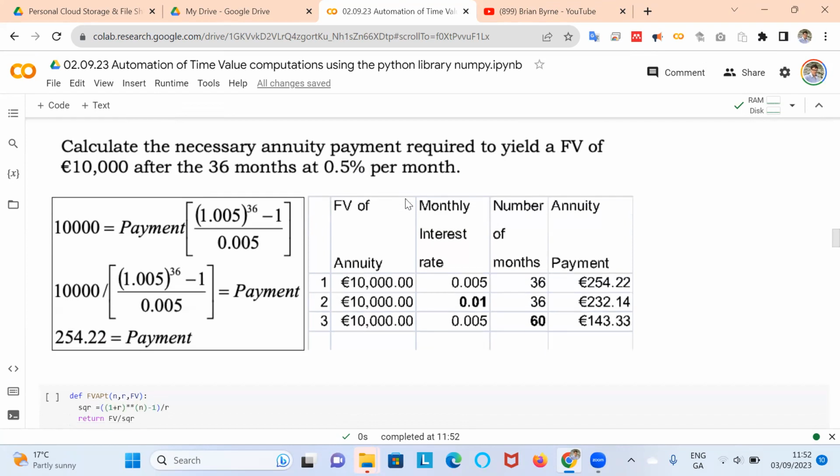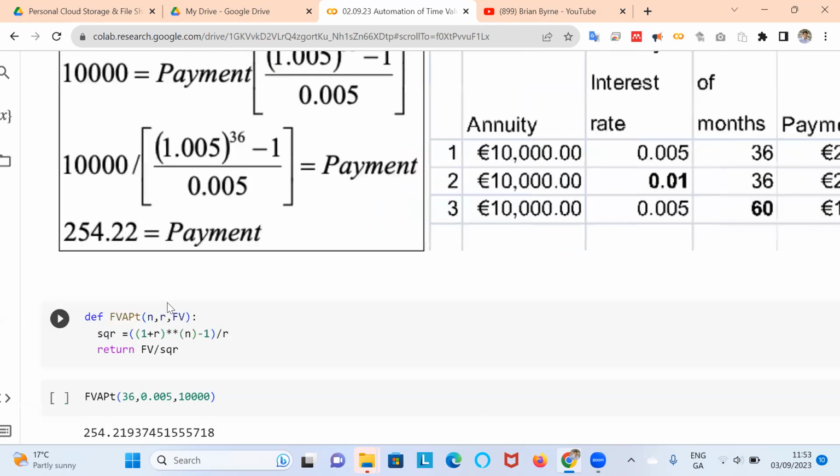0.5% per month. So in this instance, we're looking at the problem in a slightly different way. We're actually trying to figure out how much do I need to contribute per month. So at the end of 36 months, I have a straight 10,000 euros. Now the interest rate is given as 0.5%, but I'm trying to figure out how much monthly payment I need to contribute so that we end up with 10,000 in my account at the end of the 36 months. Okay, so we can infer here that if we follow the logic, we could create a function that estimates the future value annuity payment, right? So how much money do we have to contribute each month?